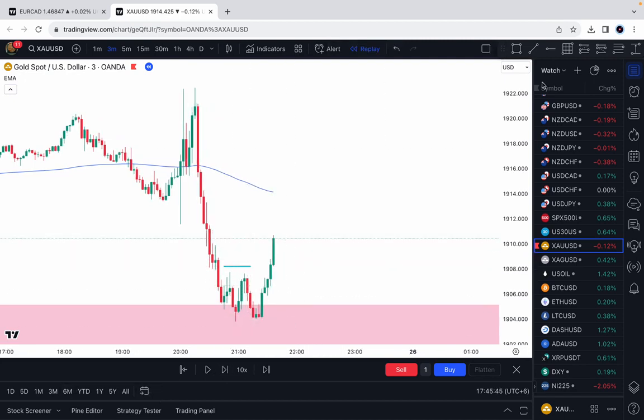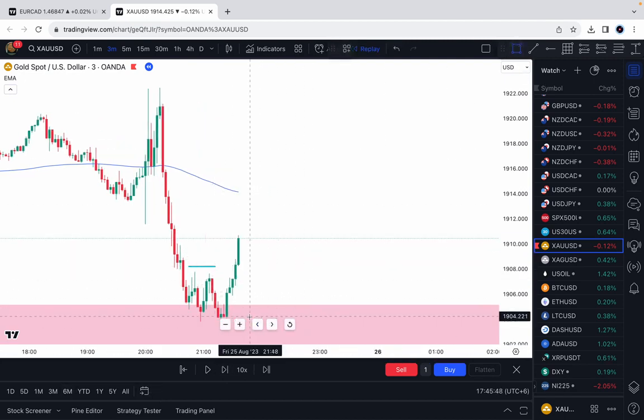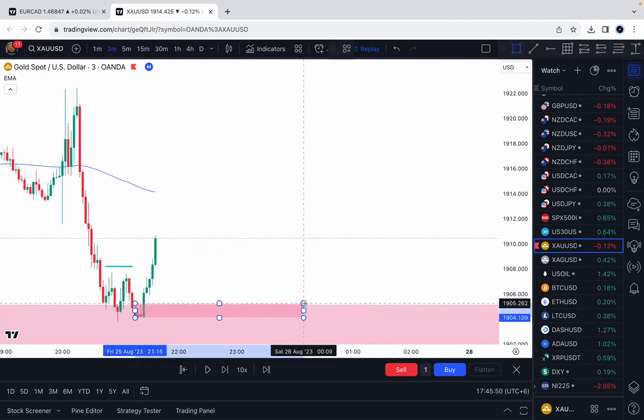Yes, see, market did break this structure, so my ideal zone would be here. I would wait for the market to come to this zone and react.